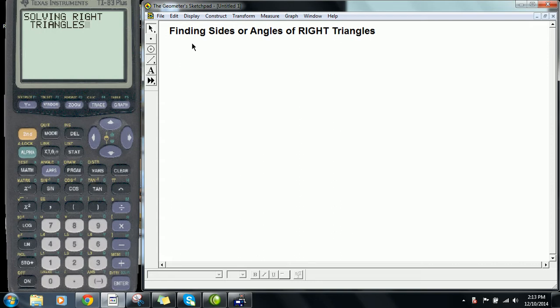Let's continue that anytime. I want to show you how to use these ideas, sine, cosine, tangent in particular, to find missing sides or angles of a right triangle. So this is called solving right triangles.